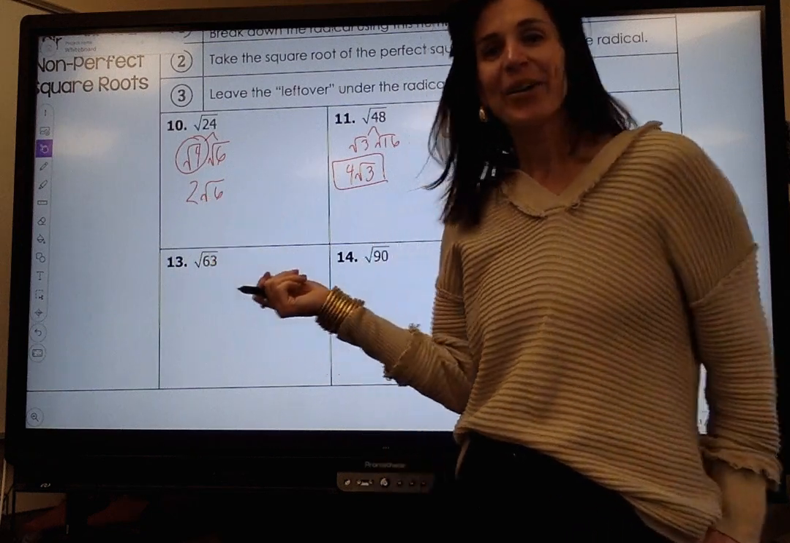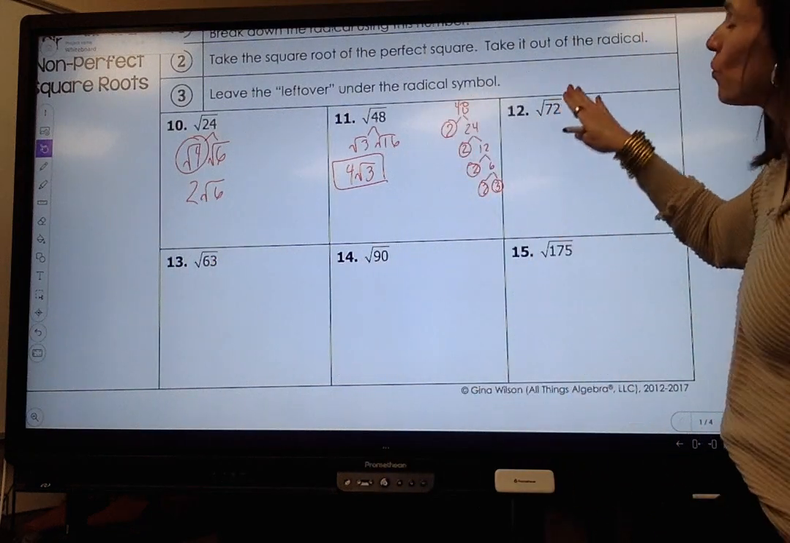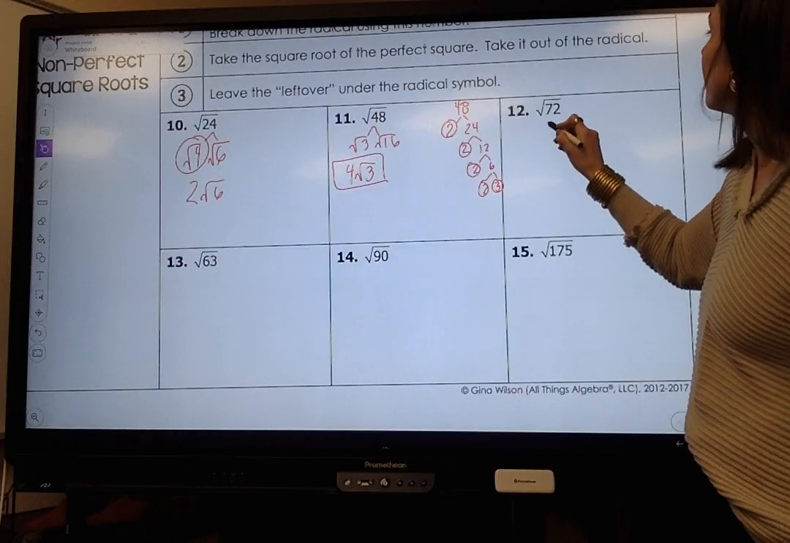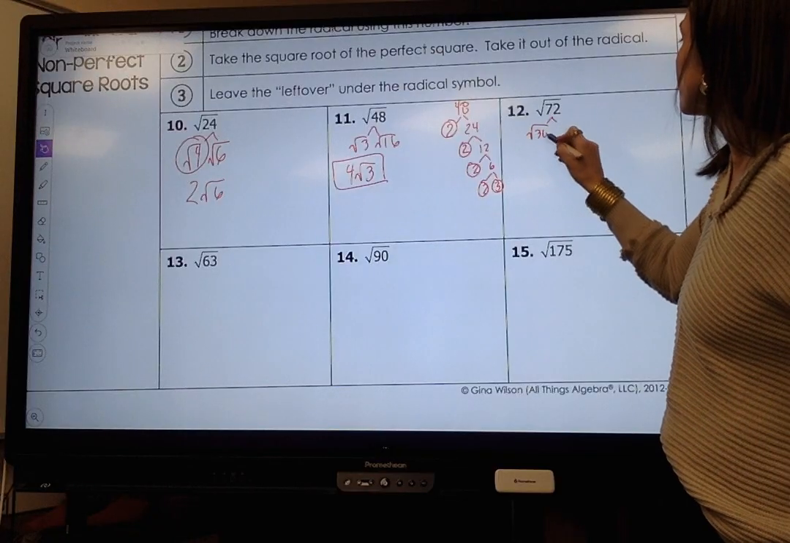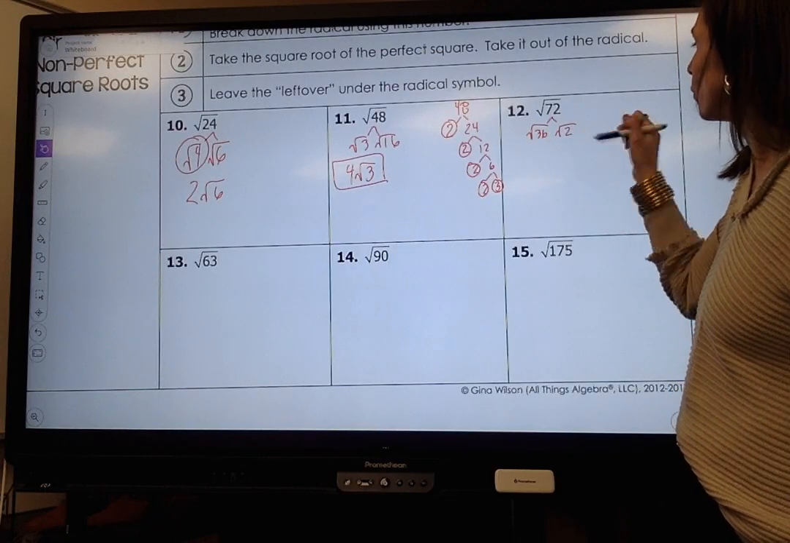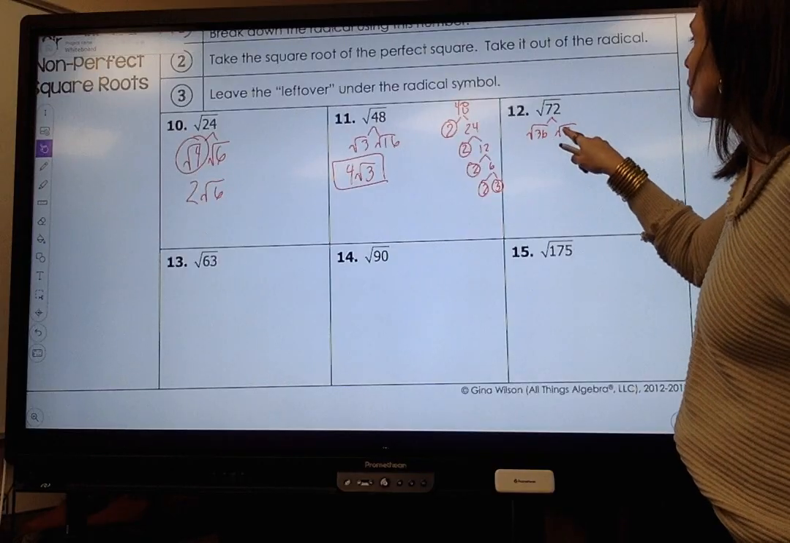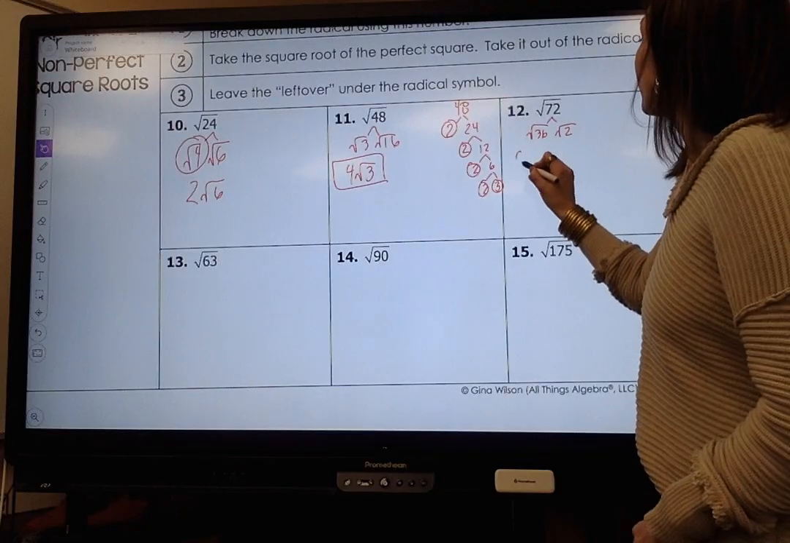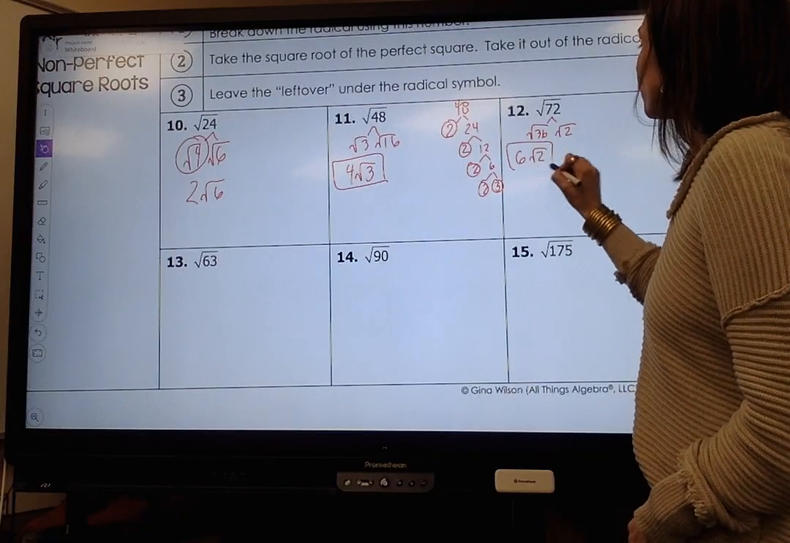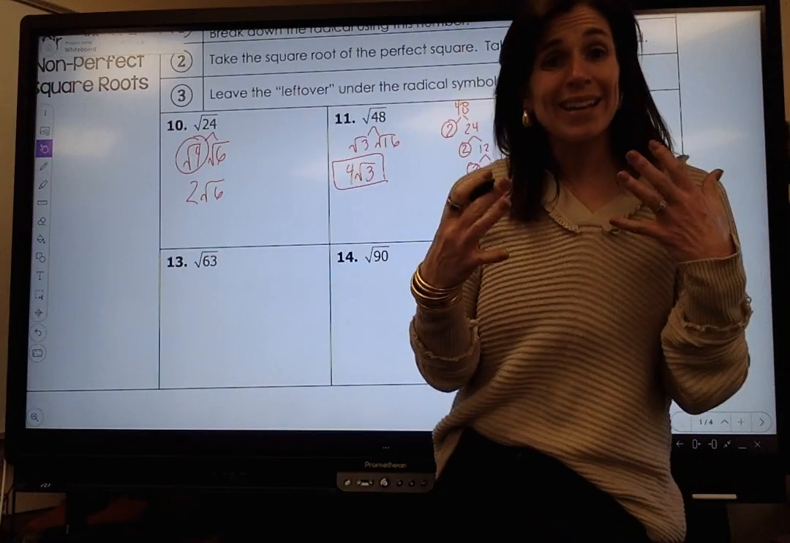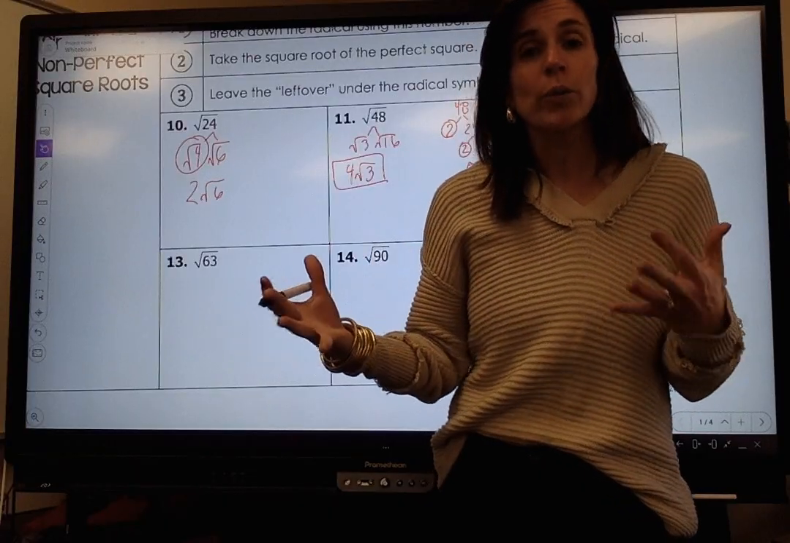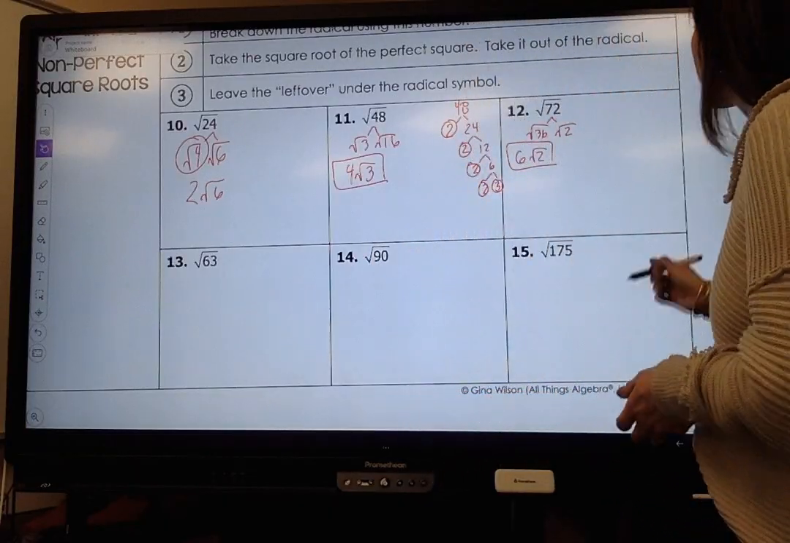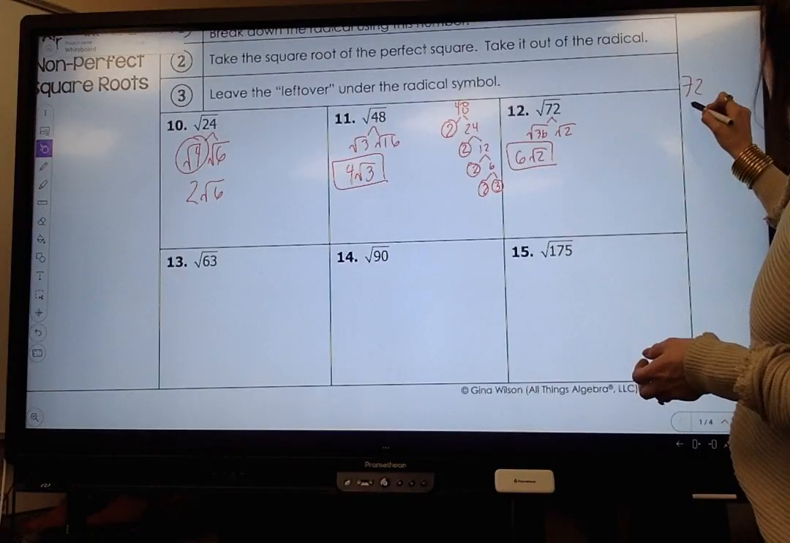Part 2. Okay, so if you can recognize right off the bat that I can take the square root of 36 and the square root of 2, so 36 times 2 is going to give me 72, and 36 is a perfect square, I can go ahead and do 6 square root of 2. That's perfectly fine. But if you can't identify that perfect square right off the bat, this is what we want to do. We want to make a factor tree.